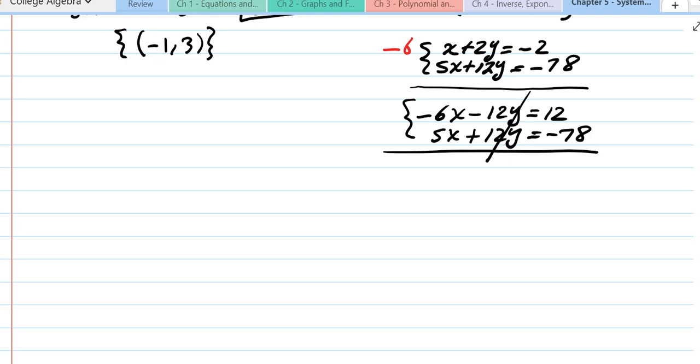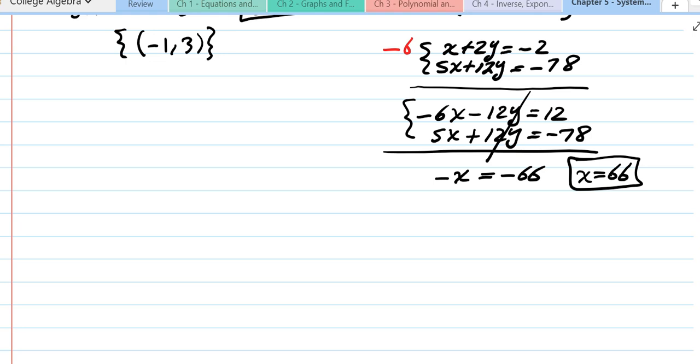Add opposites. Those add to 0. Negative 6x and 5x makes negative x. On the right side, we have negative 78 and 12 makes negative 66. See how quickly, by the way, we get to the answer for this one? So sometimes elimination is a preferred method of solving systems.